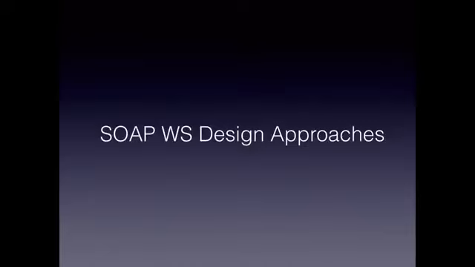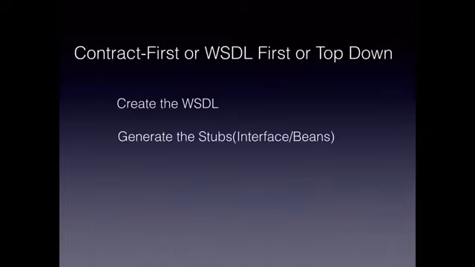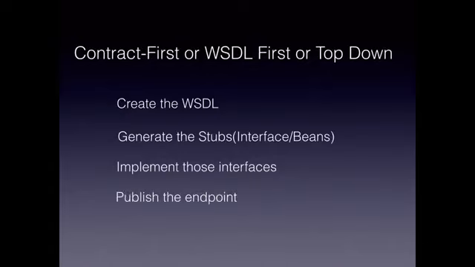The first of the two different SOAP web services design approaches is the contract first or WSDL first or top-down approach. This is where we create the WSDL file first. We then generate the stubs or the language objects from this WSDL file. We then implement those stubs and use the beans that got generated and implement our web services endpoint class. We then publish that endpoint class through a configuration file.